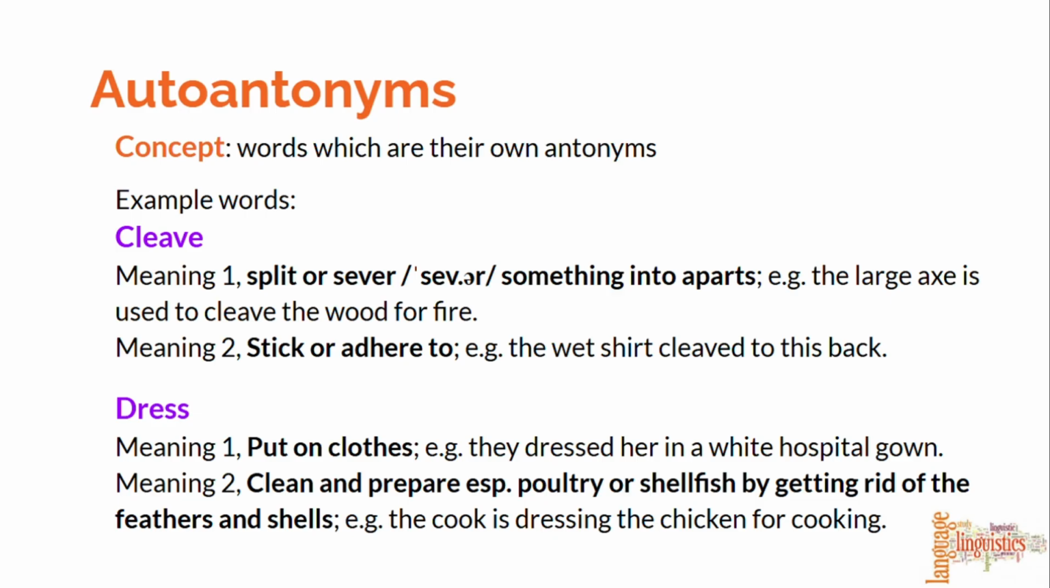Let's look at the word dress. Meaning one, it is to put on clothes. For example, they dressed her in a white hospital gown. Meaning two, it is to clean and prepare, especially poultry or shellfish, by getting rid of the feathers and the shells. For example, the cook is dressing the chicken for cooking.